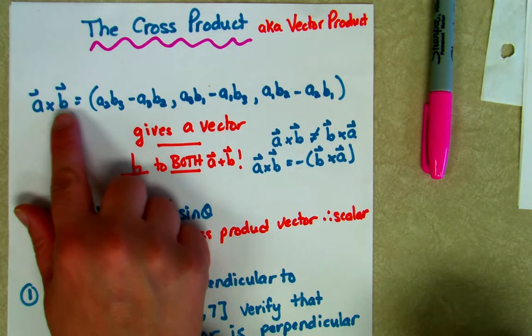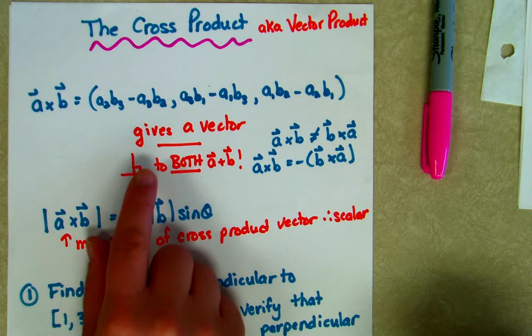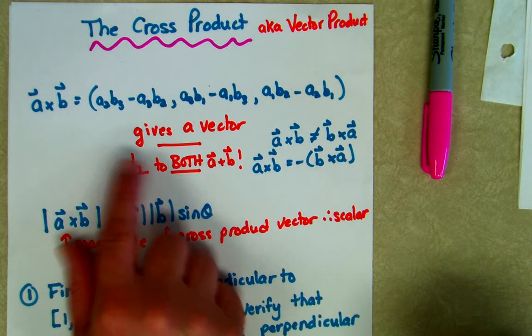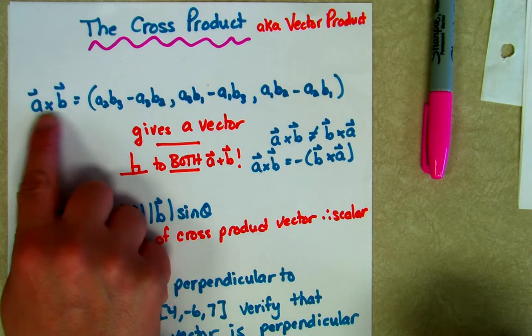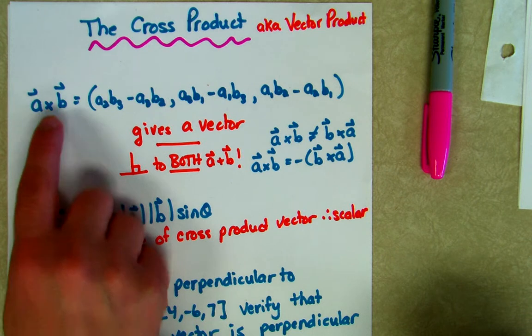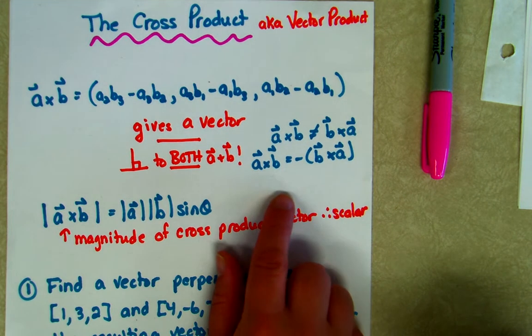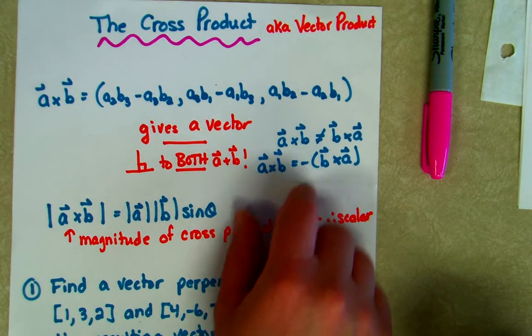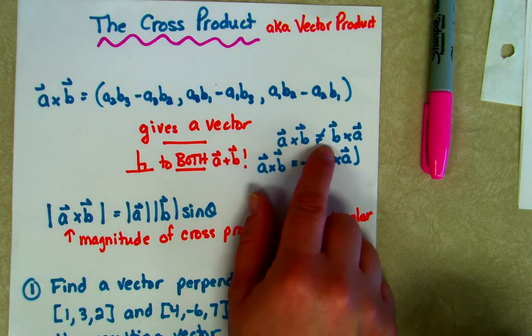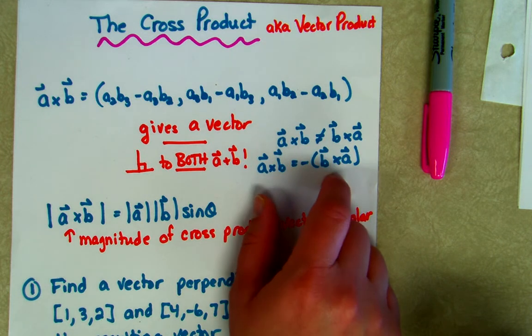So the cross product is going to give you a vector, and it gives a very specific vector. It gives you a vector that's perpendicular to both vectors, A and B, that you're taking the cross product of. Now, here's the thing. This is not commutative because A cross B is not equal to B cross A. We're not getting a scalar in this case, or just a number. We're getting a directed vector.